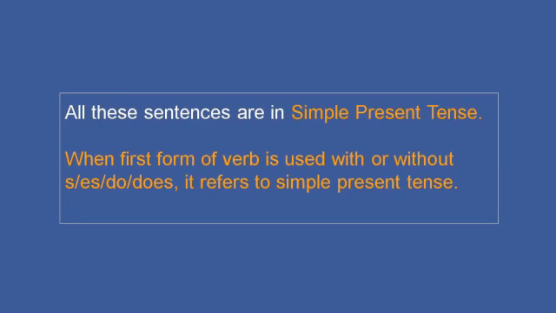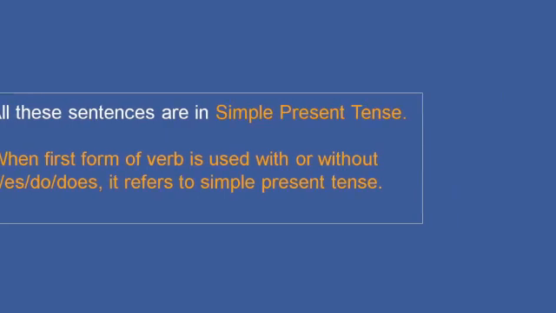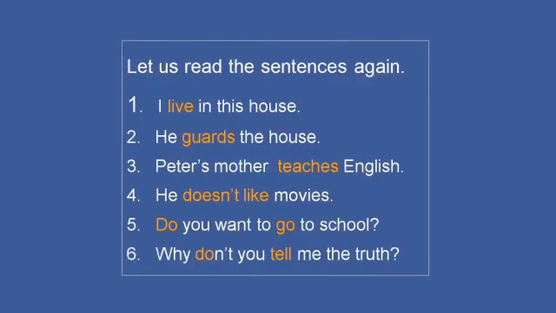When first form of verb is used with or without s, es, do or does, it refers to simple present tense. Let us read the sentences again. I live in this house. In this sentence, the verb is live. This is first form of verb without s or es.